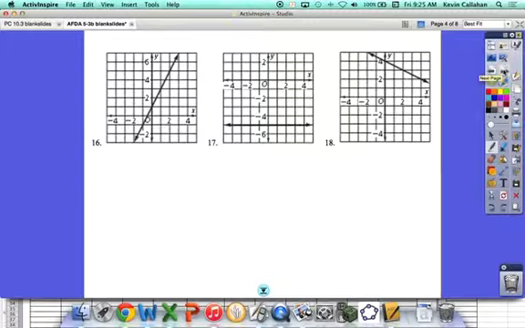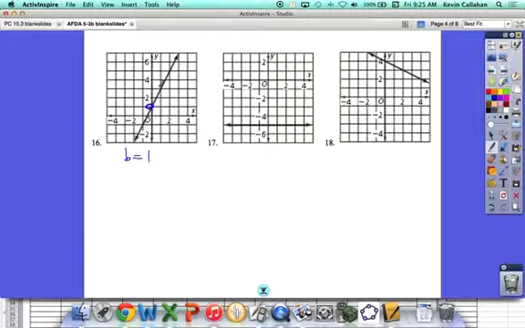And then what if you have a graph? Could you come up with the slope and the y-intercept and therefore the equation by looking at the graph? If you're looking at number 1, here's the x-axis right there. What is the y-intercept? It looks like it's +1. So the b equals 1. And now you've got to figure the slope. That'll be the harder part.